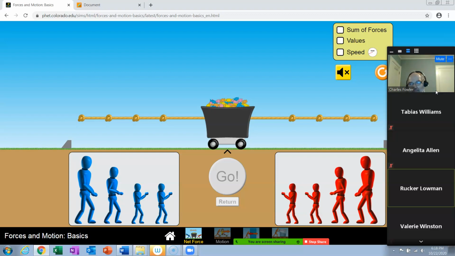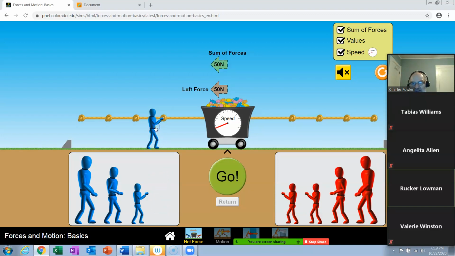Click on net force, that's where we are here. Click on sum of forces right up here. Click on that. Click on values. Click on that. It says click on speed. Click on that. Okay. Now, I think what this does, if you have the microphone on, you hear these little androids grunting and groaning. I don't find that particularly helpful. But it says drag a little blue android to one of the knots. So let's put them up here on that knot.